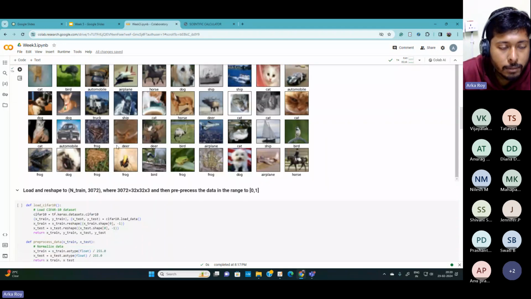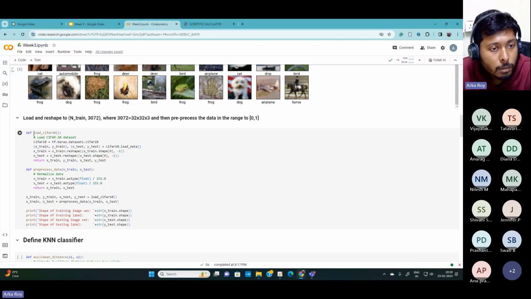Okay, so this is the visualization of the data set. Followed by that, what I'm doing is loading the training data as well as the testing data.